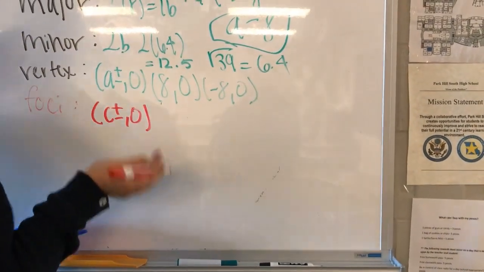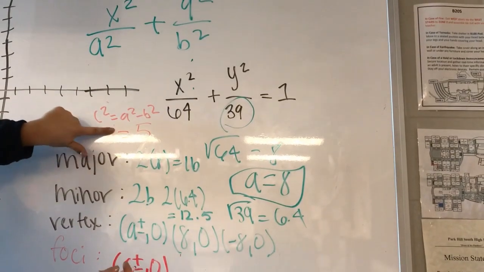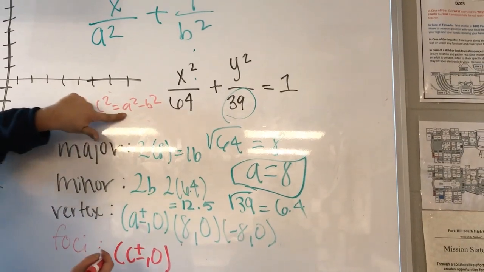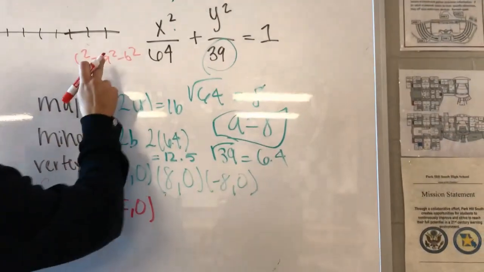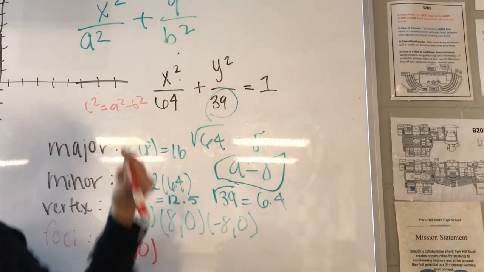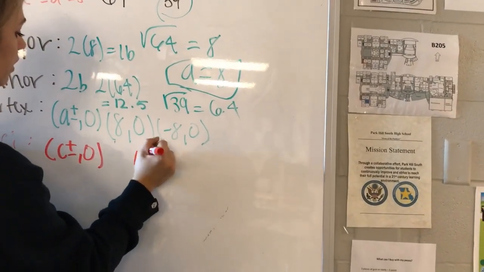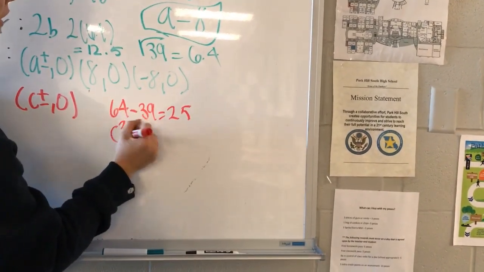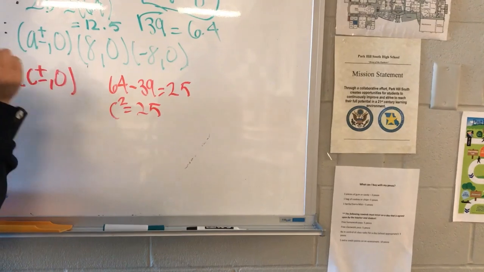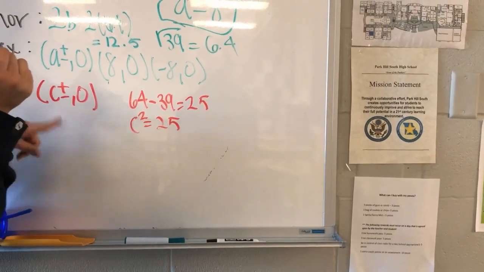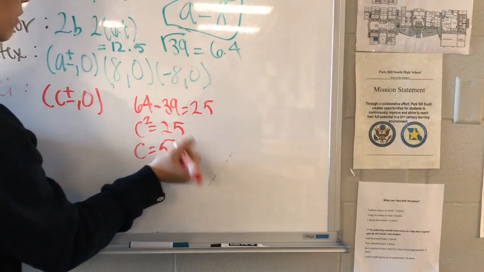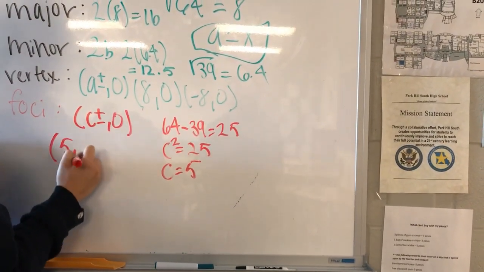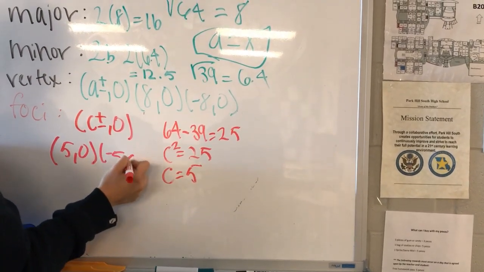We don't have c. Here I have an equation. This will always be your equation to find c. Regardless of whatever you're doing, just remember this equation. It's going to help you so much. What we do have is a squared and b squared. All you're doing is 64 minus 39 equals 25. So c squared equals 25, but we're not finding c squared, we're finding c. Don't get tripped up on that. C equals 5. So our foci are 5, 0 and negative 5, 0.